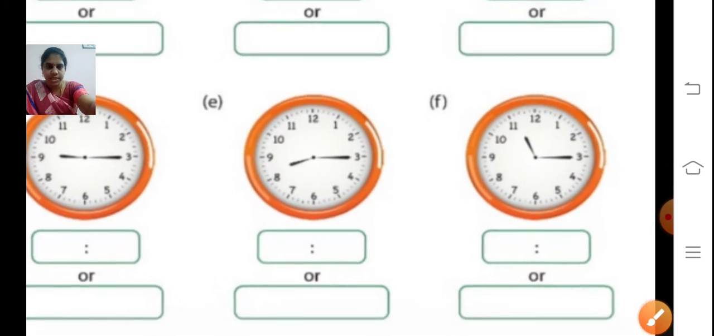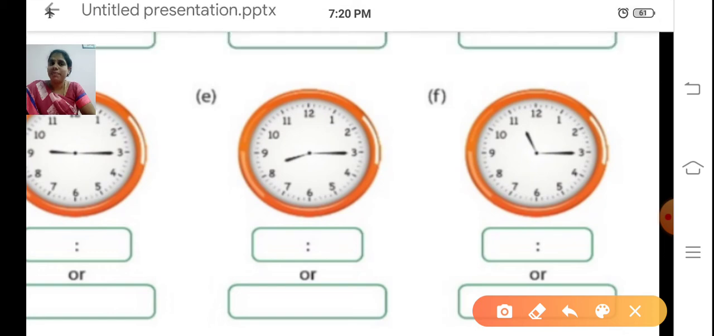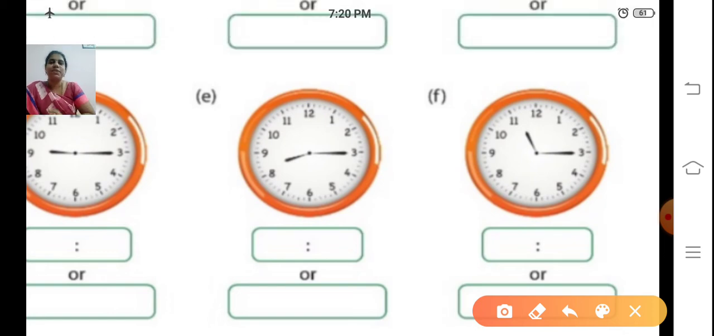Then just see this sum. Now tell me what is the time now? Hours and minutes. Where is the hour hand? The smaller one. It is at 8, right? It crossed 8. So 8 and minutes. Same 15 only. Right? It is at 3. The longer hand is at 3. So it means 3 into 5, 15 minutes. So the time is 8:15.